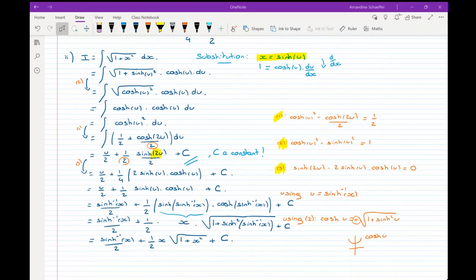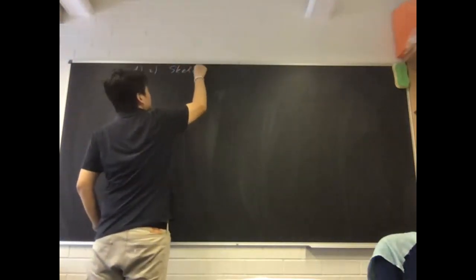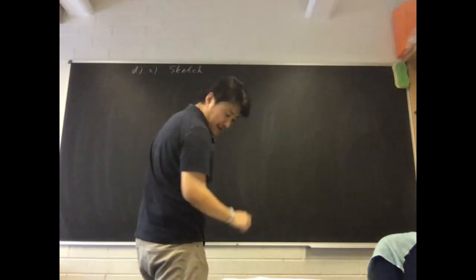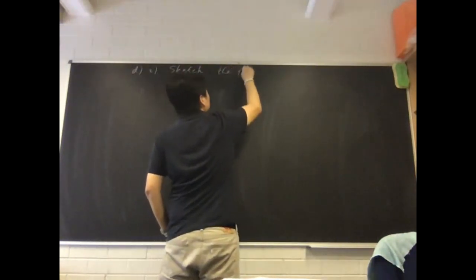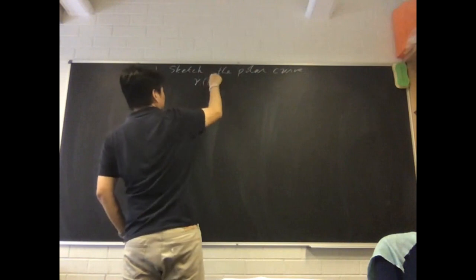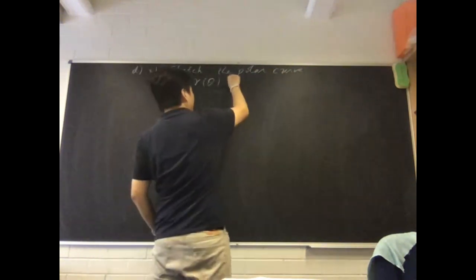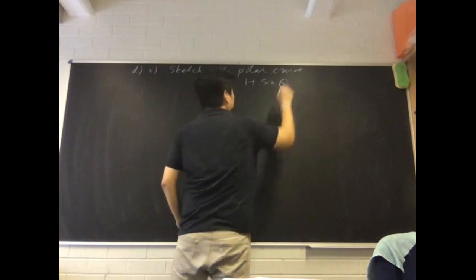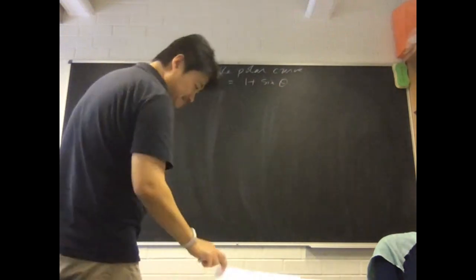So this is going to be problem 3D. So it's got two parts, 2 marks each for both of the parts. So first part, I want to sketch this curve. So r, the polar curve. R is defined as a function of theta, and it is 1 plus sine theta. So that's what we have.